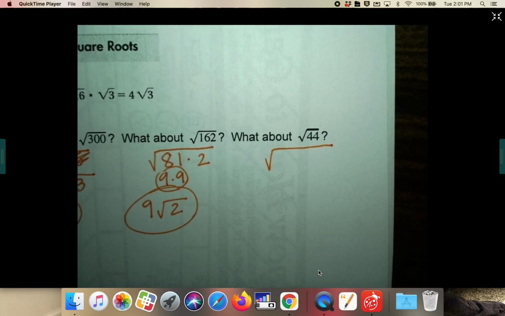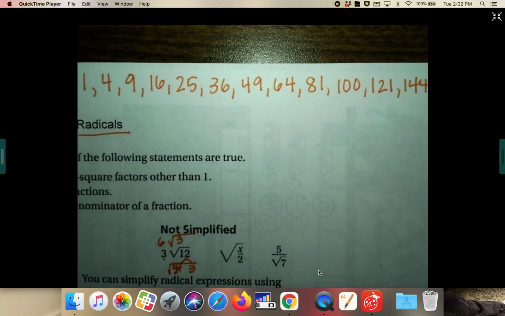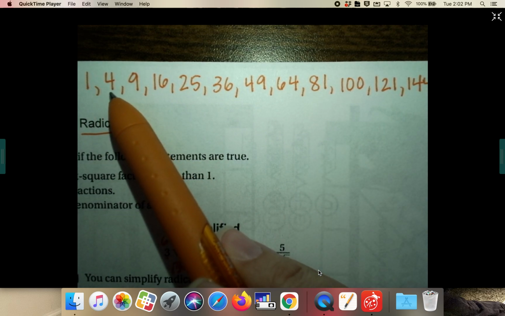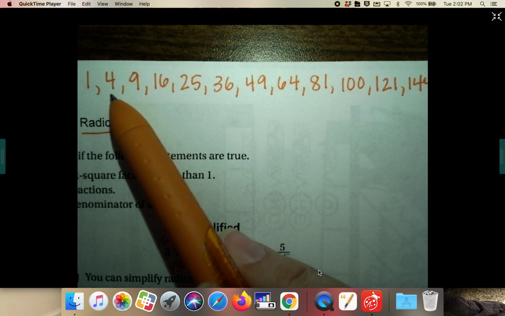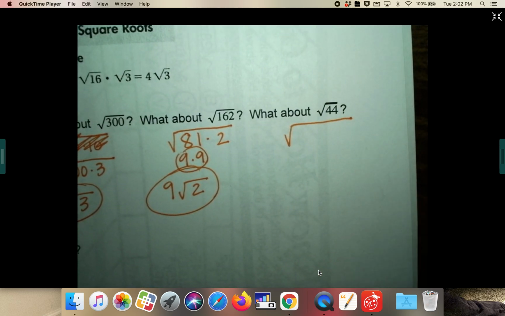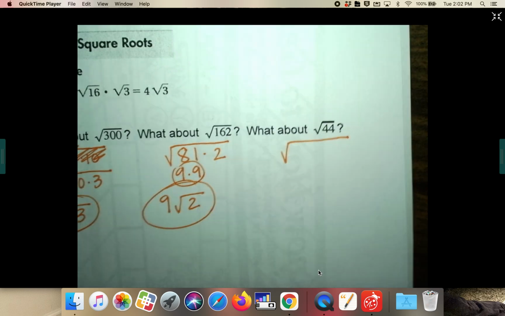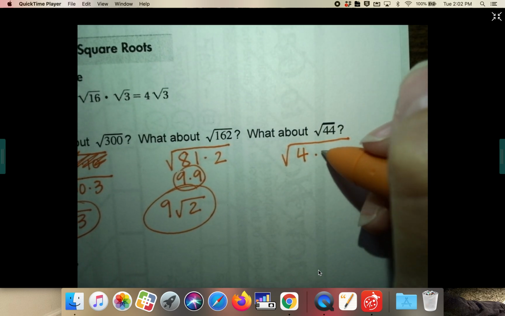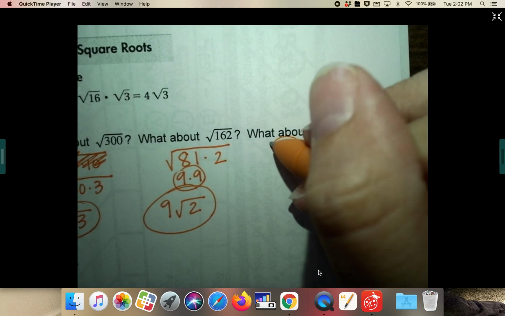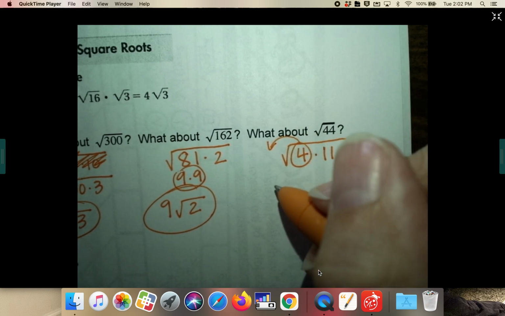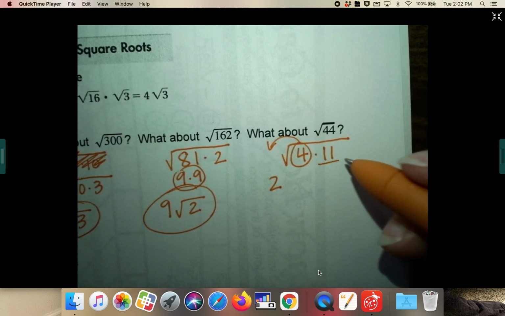All right, what about 44? So what two numbers multiply to be 44? I think just maybe 4 times 11. Is 4 times 11 44? 4 times 11. So we're going to do 4 times 11, and the 4 is going to pop out as a 2 because the square root of 4 is 2, but the 11 has to stay inside.